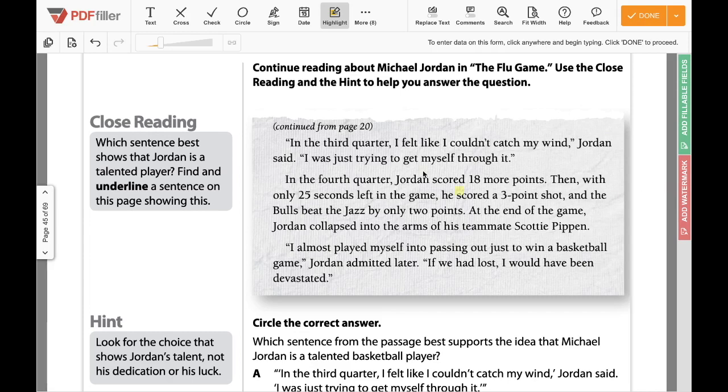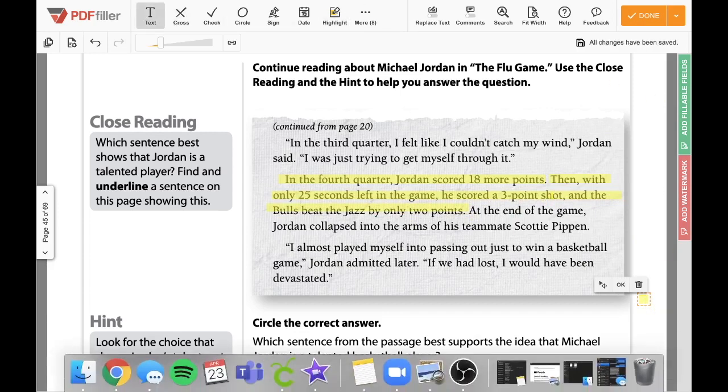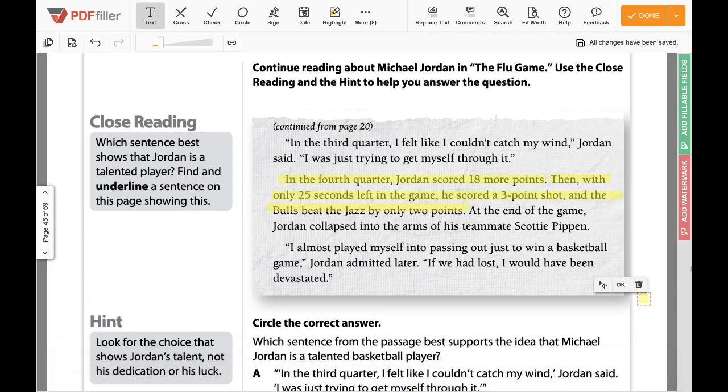So in the fourth quarter, he scored 18 more points, shows he's a pretty good player. Then with only 25 seconds left in the game, he scored a 3-point shot, and the Bulls beat the Jazz by only 2 points. So both of those, he's doing something that shows he's a powerful player, a good basketball player, because he's scoring 18 points, and then he scores a 3-point shot that wins the game for the entire team.